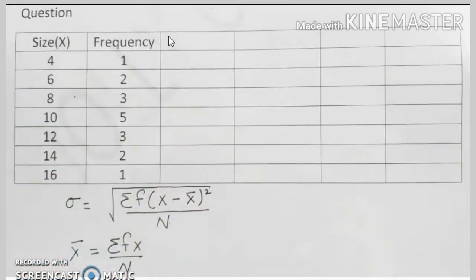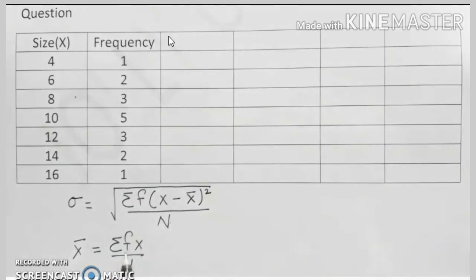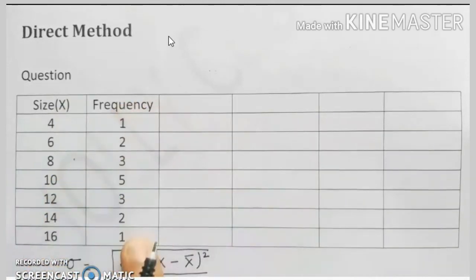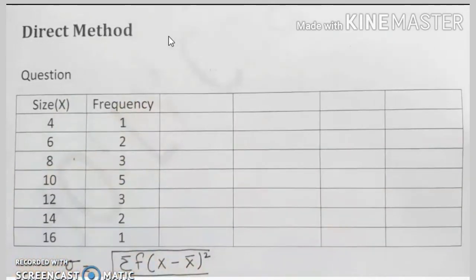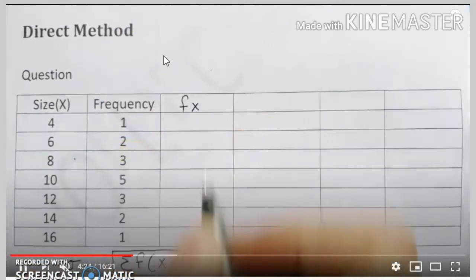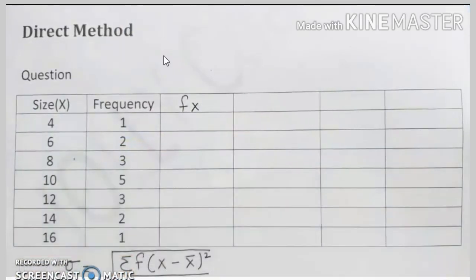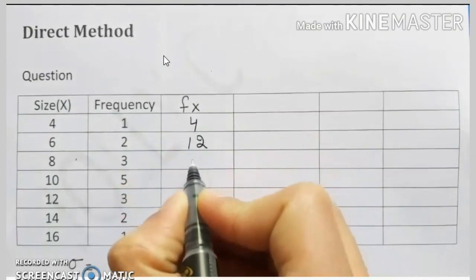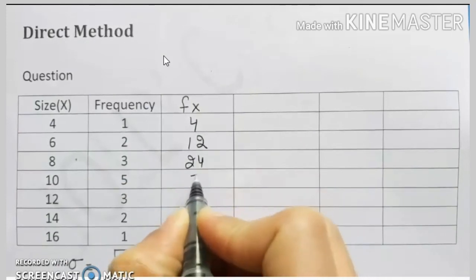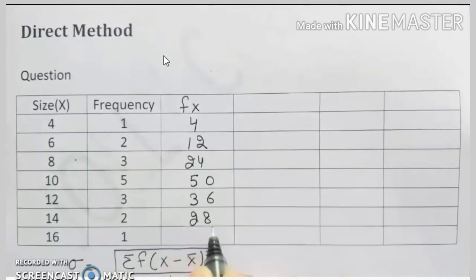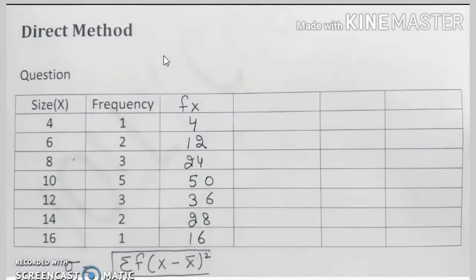So first you have to find the column sigma fx. So sigma f into x column that we have to do. So first the values are, that is fx: first is 4 into 1 equal to 4, and 4 into 2, 6 into 2 is equal to 12, then 24, then 50, then 36, then 28, then 16. So these are the values.